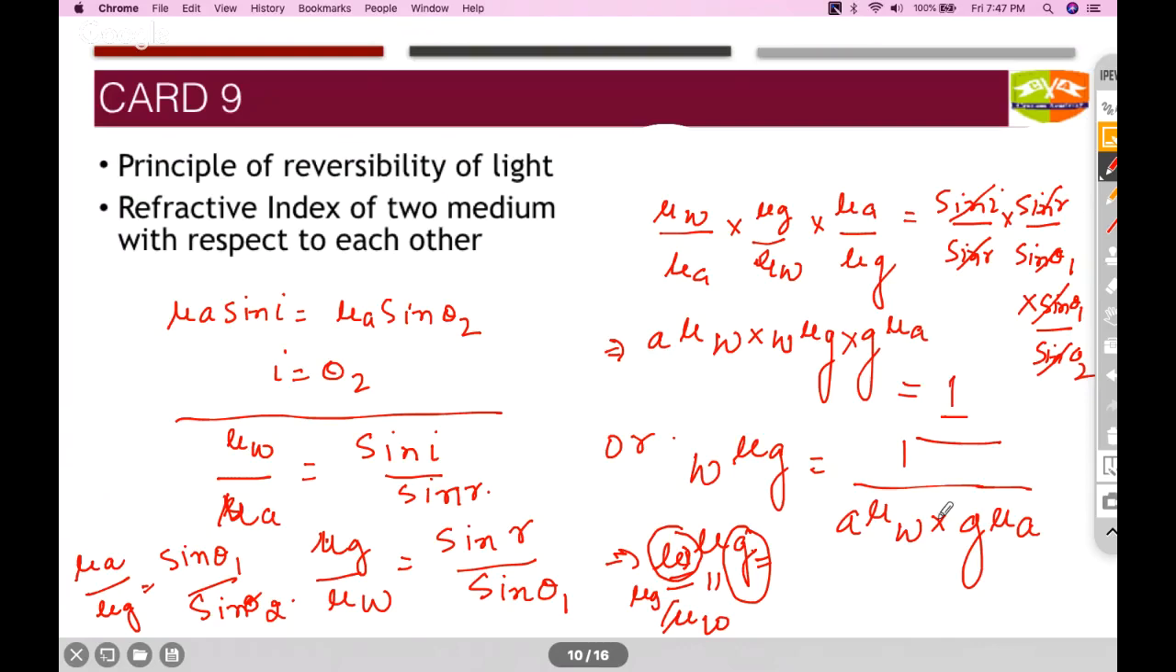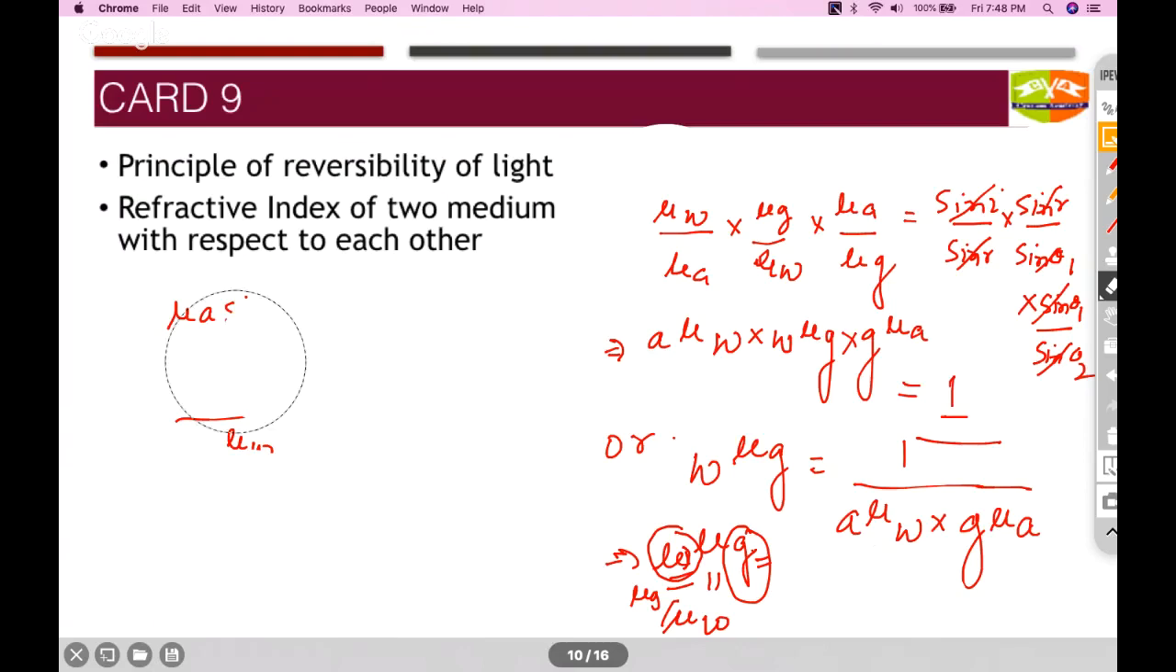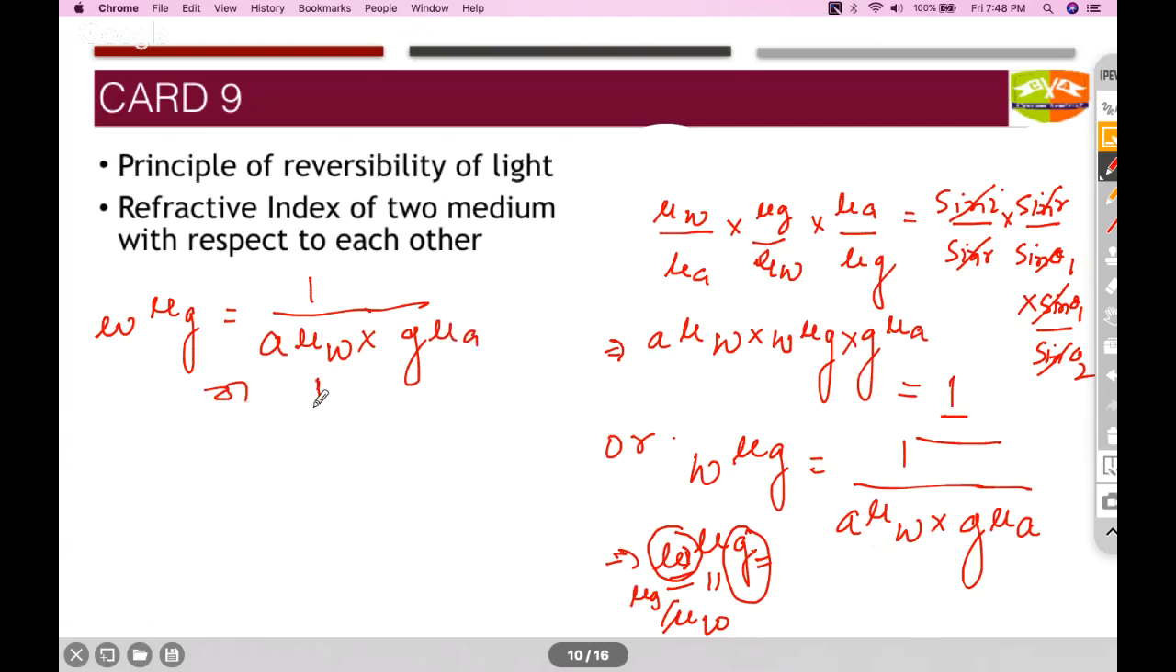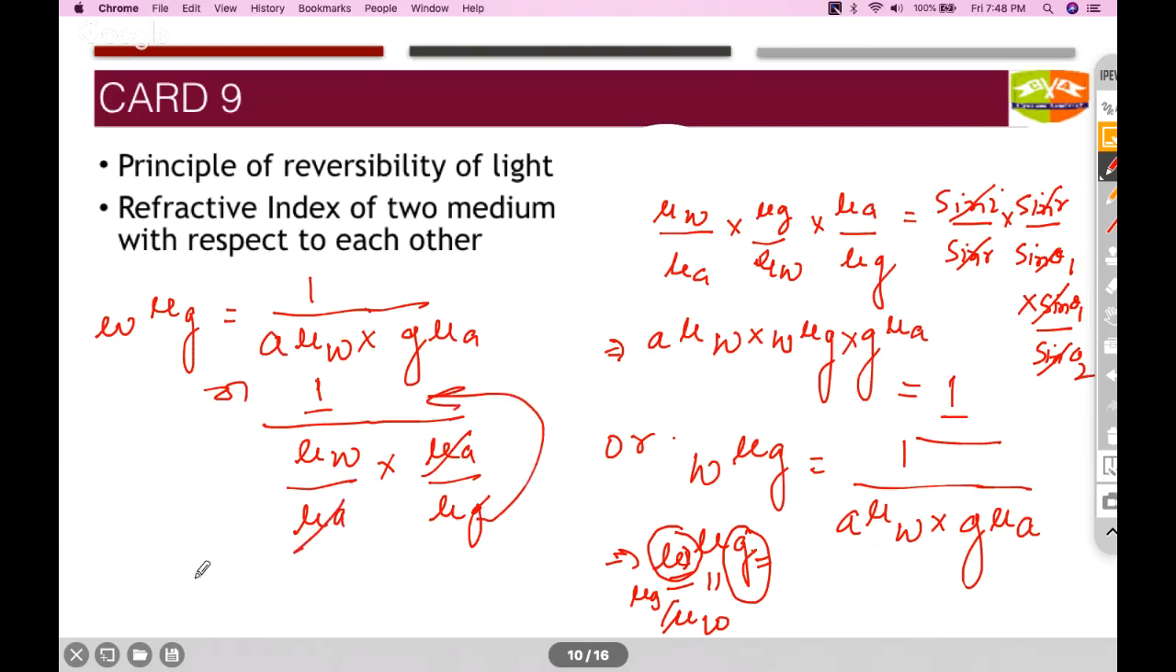So here I can write that this will come out to be mu g by mu w, because a will get cancelled out. Let me explain this once again. I'll write this as w mu g is equal to 1 by a mu w multiplied by g mu a. So this comes out to be 1 by mu w by mu a into mu a by mu g. So this and this are gone, mu g goes in the numerator, and this becomes mu g by mu w.